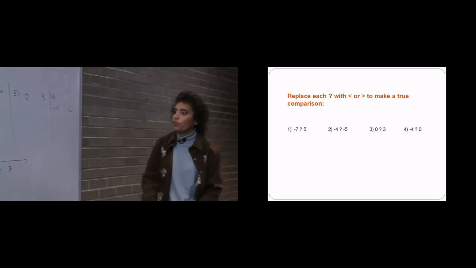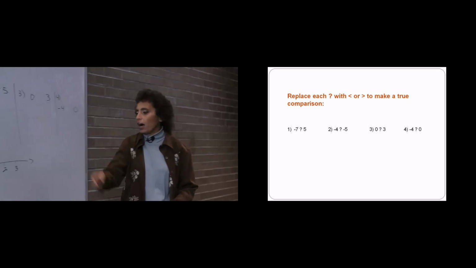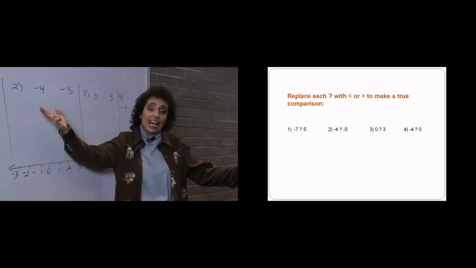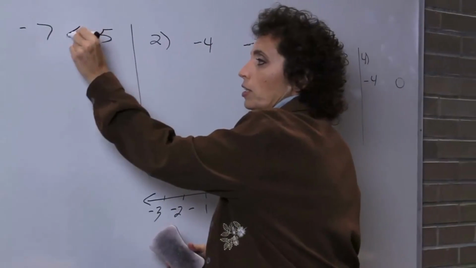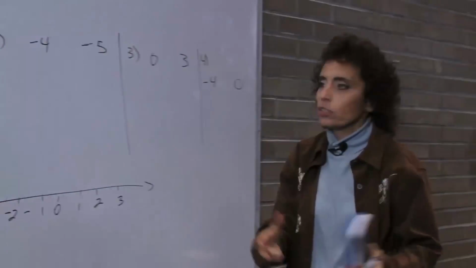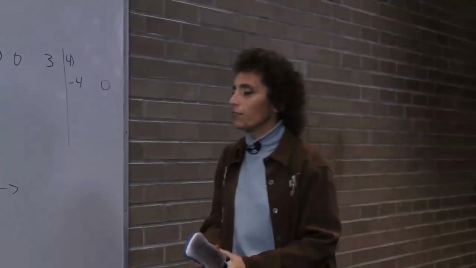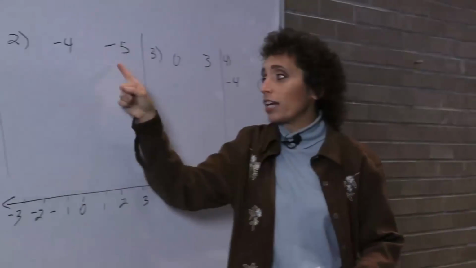Okay. Negative 7 and 5. If we're comparing these, well, negative 7 is obviously negative, and 5 is actually positive. So this is really a real easy question. This is less than, because negative 7 is less than 5.